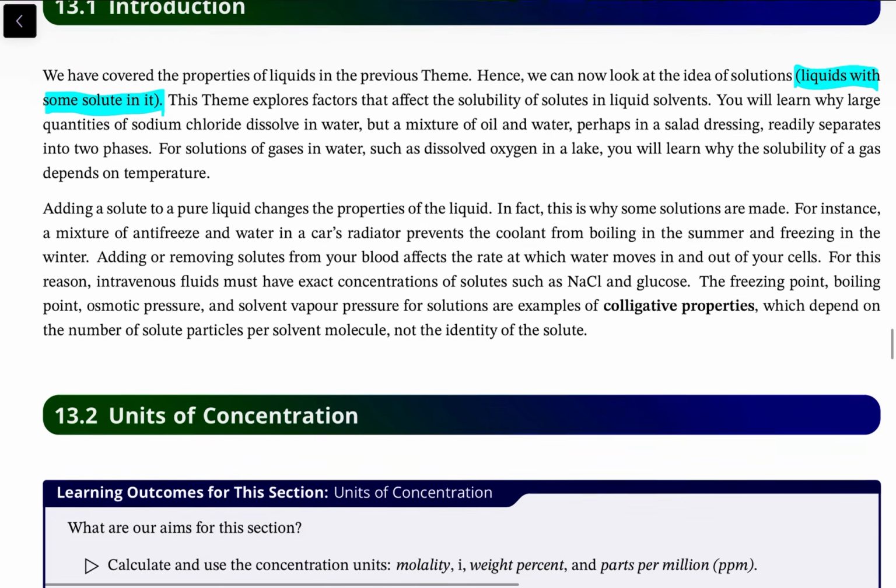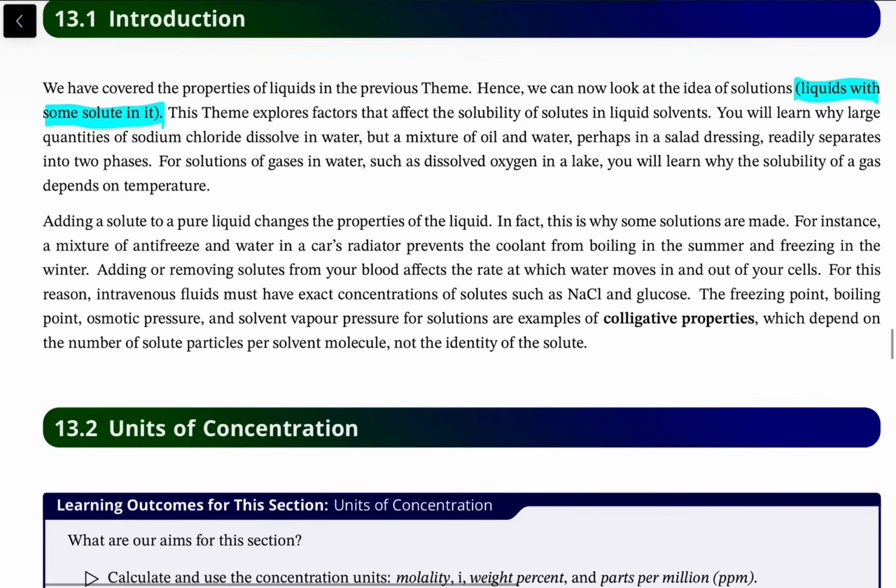And the reason why it might be interesting to look at this is when you add a solid to a pure liquid, then it changes the properties of that liquid. And as you will see as we progress through this theme, we will look at something called colligative properties, and that's just a broad term for all the kind of properties that change of a liquid once you add a solute to it. So in other words, all the properties of solutions that we will look at.